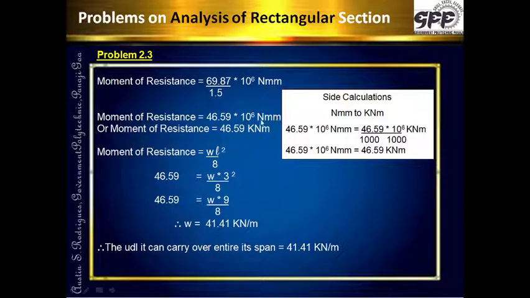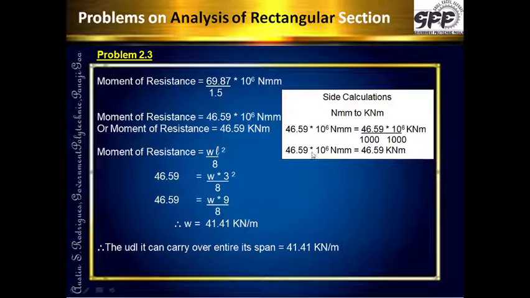Now this Newton mm I want to convert to kilonewton meter. So 46.59 into 10 raised to 6 Newton mm will be equal to 46.59 into 10 raised to 6 from Newton to kilonewton. Since Newton is small, we divide by 1000. From mm to meters, since mm is small, we divide by another 1000.